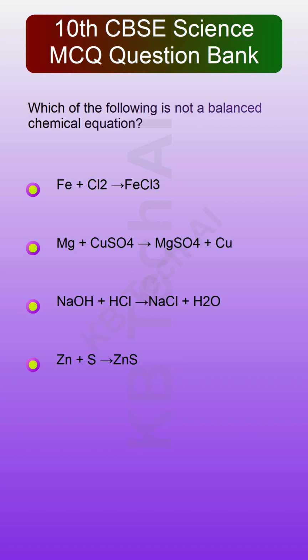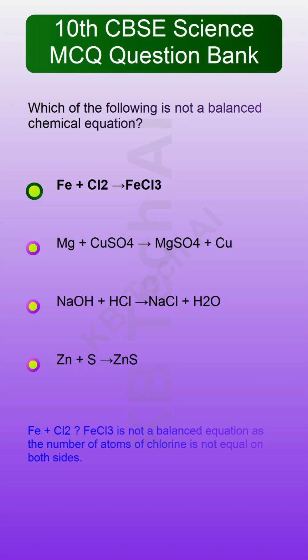Which of the following is not a balanced chemical equation? Option 1, Fe plus Cl2 gives FeCl3. Option 2, Mg plus CuSO4 gives MgSO4 and Cu. Option 3, NaOH and HCl gives NaCl plus H2O. Option 4, Zn and S gives ZnS. The answer is, Option 1, Fe plus Cl2 gives FeCl3.